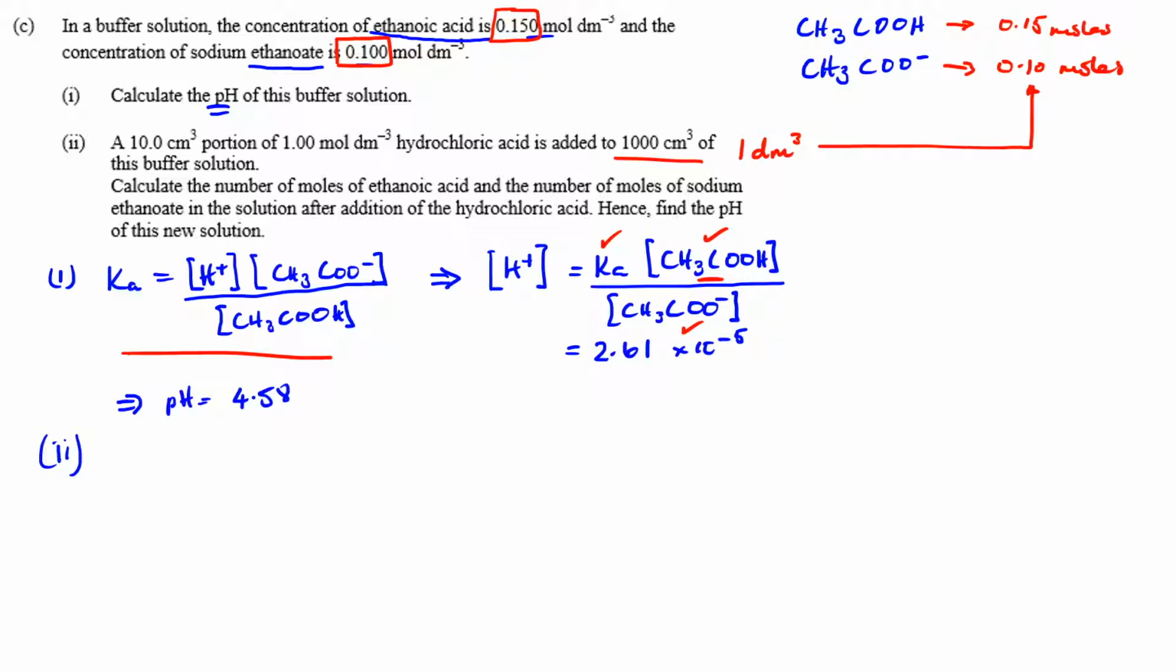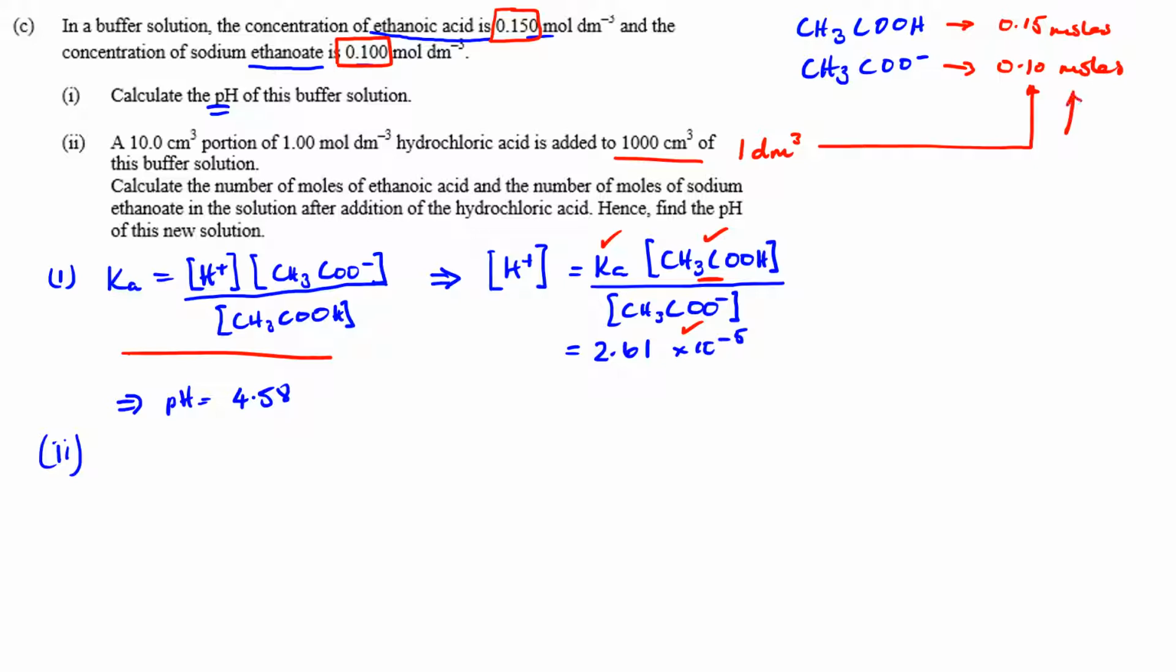some hydrochloric acid. So we're adding hydrochloric acid to that buffer, and what the question wants us to do is find the number of moles of sodium ethanoate after the addition of that acid, and also the number of moles of ethanoic acid after the addition of those hydrogen ions. And then we're going to go on and find the pH. Okay, so we've got the starting concentrations.